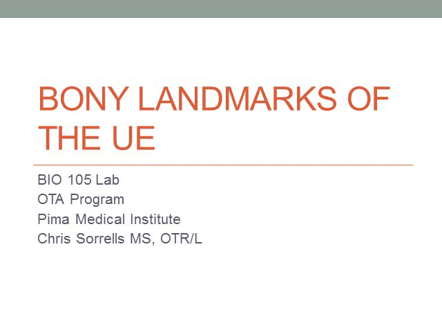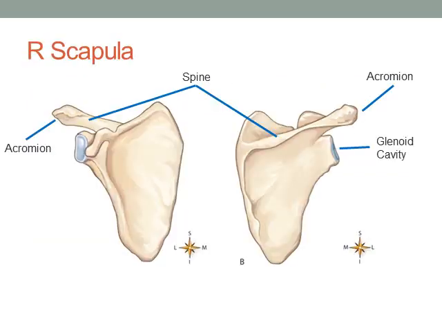In this PowerPoint, we'll discuss the bones of the upper extremity as well as the relevant landmarks. We're going to start with your scapula. Your scapula is more commonly referred to as your shoulder blade. This image shows your right shoulder blade. The image on the left shows the anterior or front view, and on the right side of the screen is the posterior or back view.